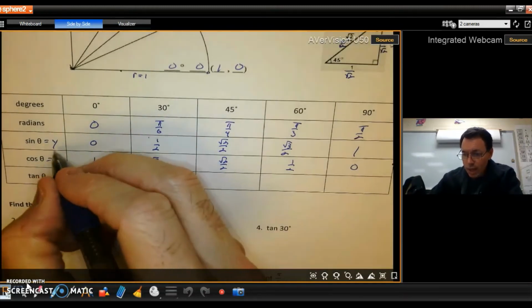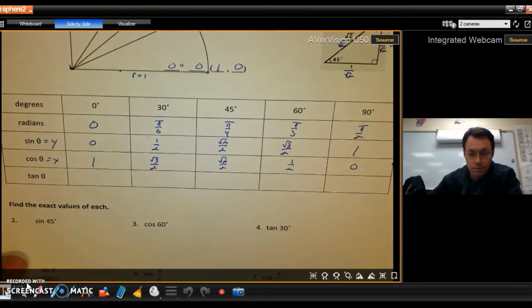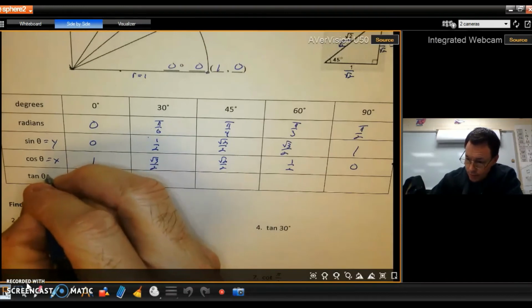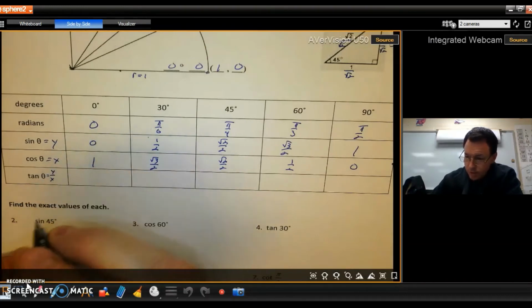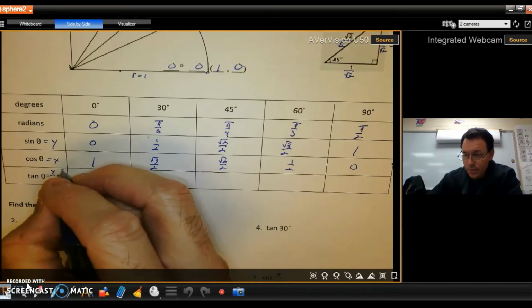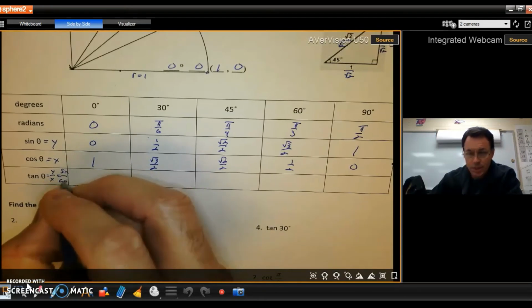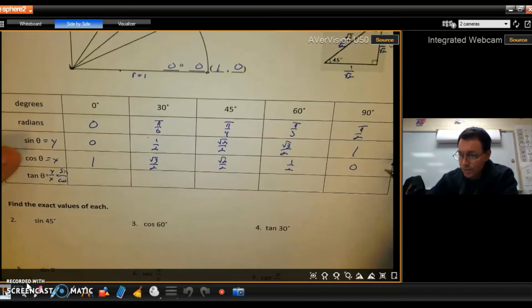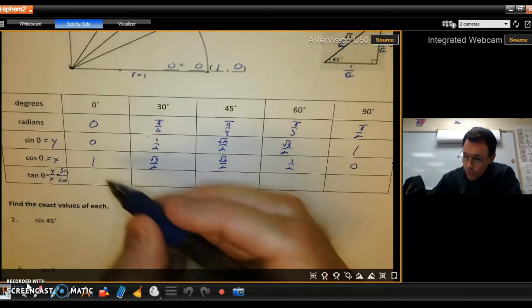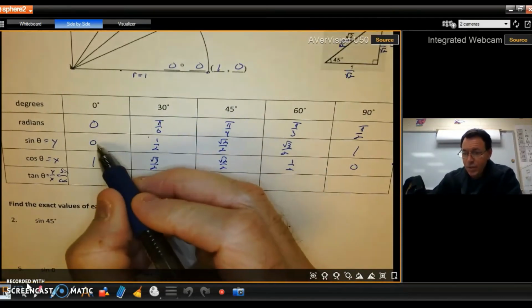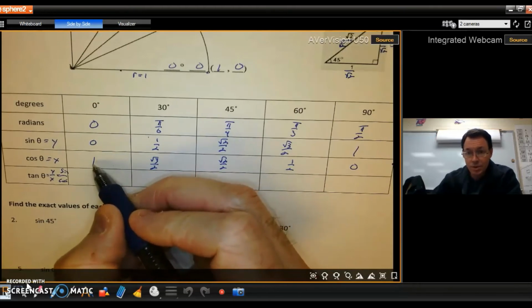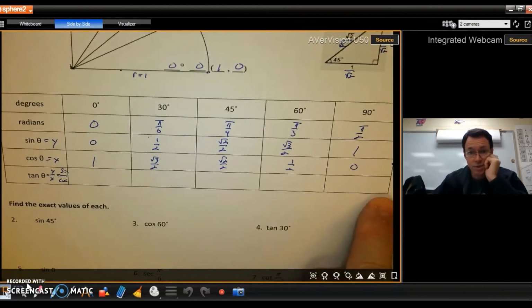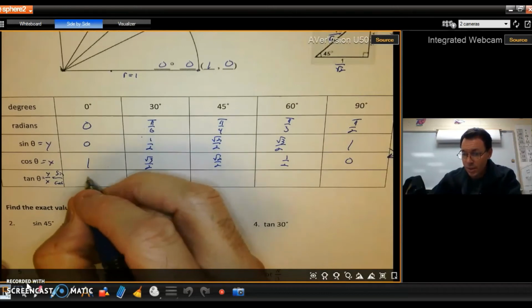Tangent is the y over the x. Y over the x, which is also the sine over the cosine. In other words, it's this row divided by this row. So for any column you're in, just take this number divided by this number. This is not something to memorize. You're just going to do the math. 0 divided by 1 is 0.